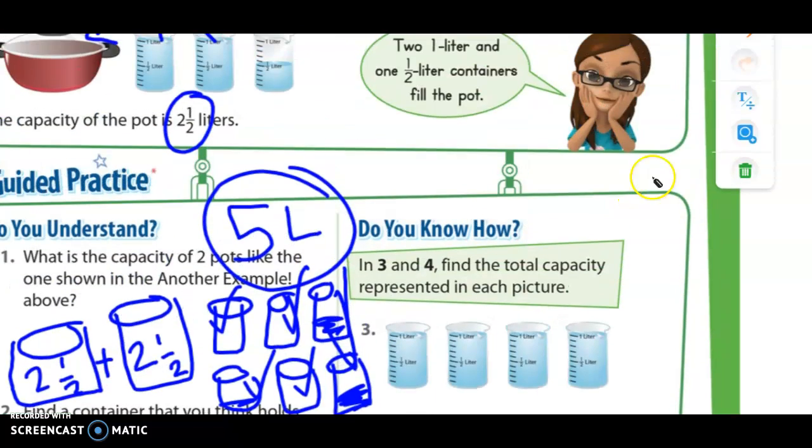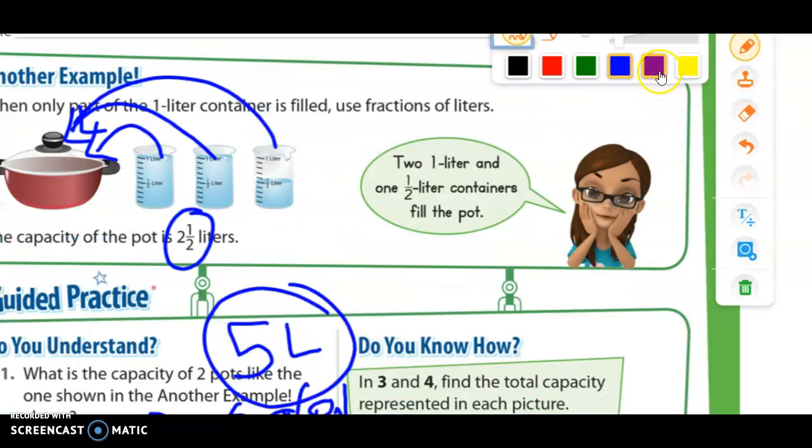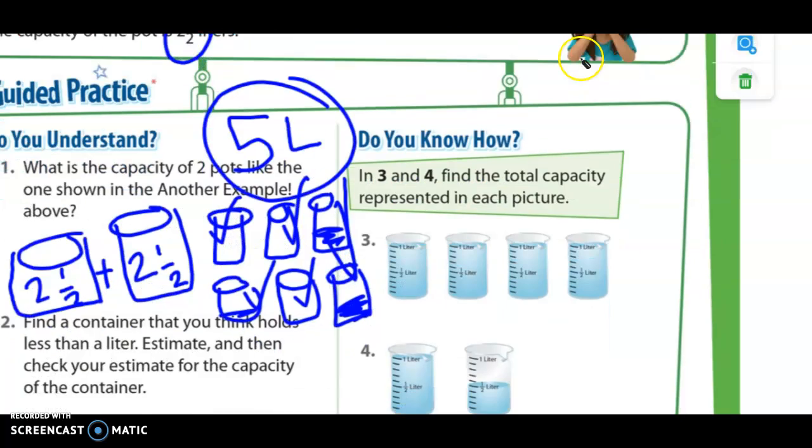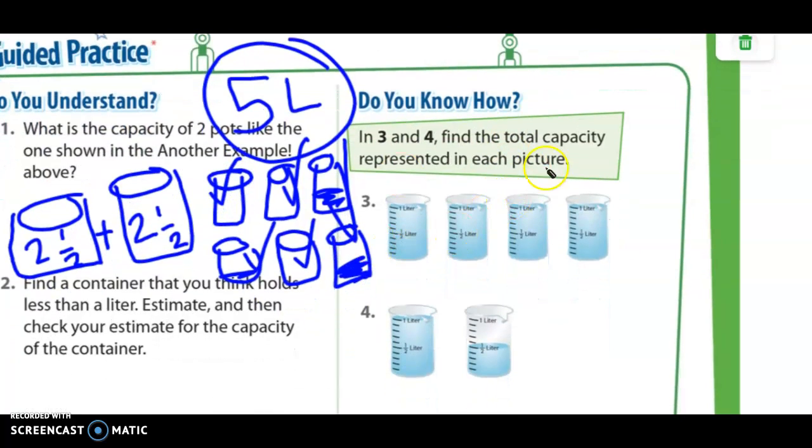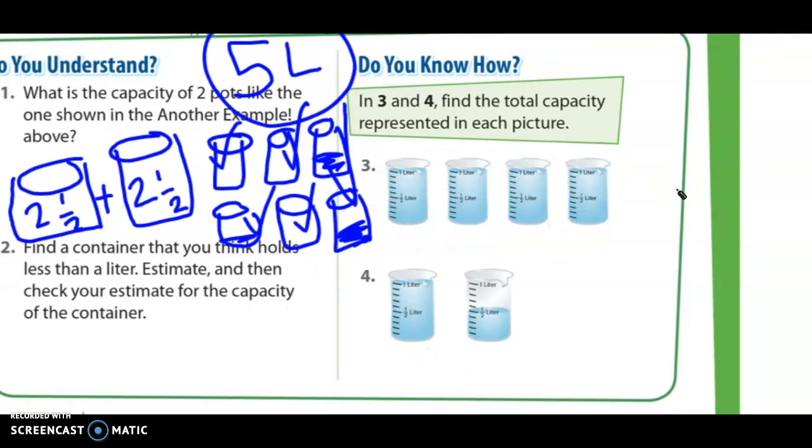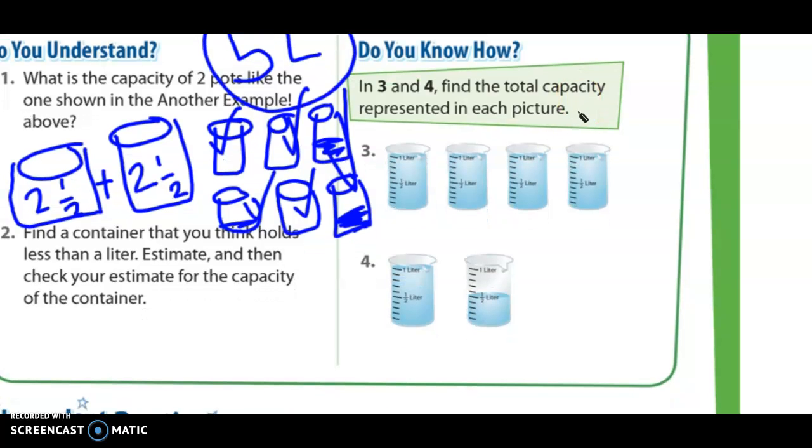We're going to move over to number 3 and 4 right here, and I'll switch colors just because I've got a lot of blue going on. These are kind of more similar to the ones you would see maybe on a test, just because it's a little bit easier to determine, and we don't actually get to pour water a lot of times when we're taking a test. So this is kind of how it would show it to you, finding the total capacity represented in each picture. Well, you can see these are liters, so when they're filled up, they're a whole liter, and then the half liter is marked on there as well for you. So if it was just filled up to there, it would be half a liter.